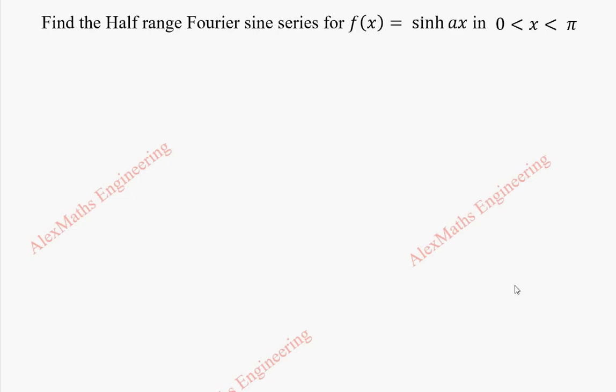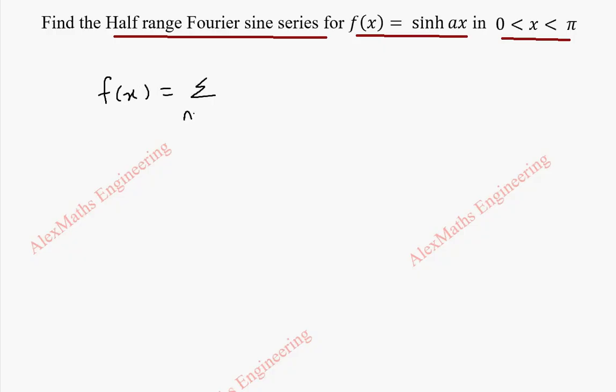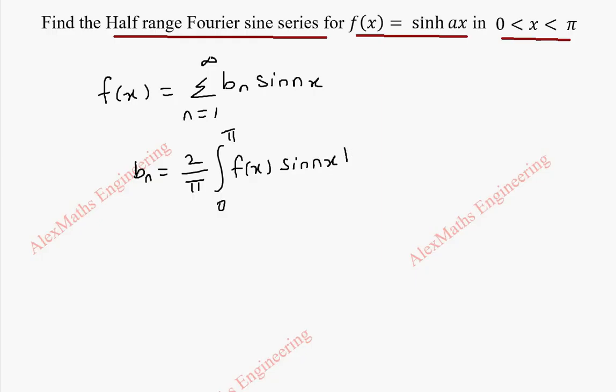In this video, we are going to find the half-range Fourier sine series for the given function f of x = sinh ax in 0 < x < pi. Now the expansion formula is f of x = summation n = 1 to infinity bn sin nx. But bn can be found by using 2 by pi integral 0 to pi f of x sin nx dx. Then we are going to replace f of x.